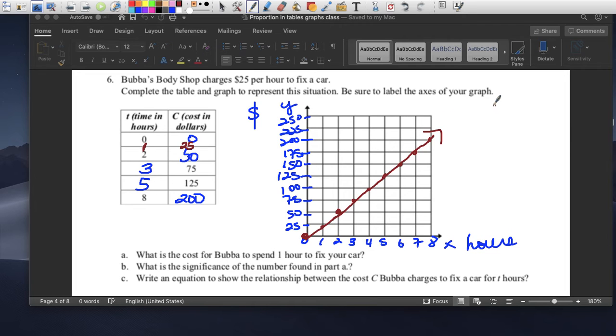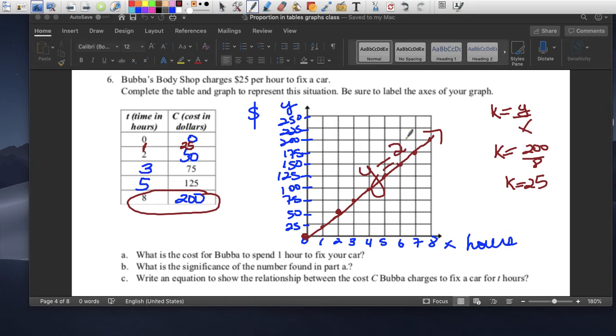Let's find out what our k is, our constant of proportionality. k equals y over x. So pick any of these points and divide the y value by the x value. Let's pick this value right here: 200 divided by 8, and k equals 25. So our constant of proportionality is 25. Notice that's times 25, times 25, times 25. So we name our equation, and our equation is y equals 25x.